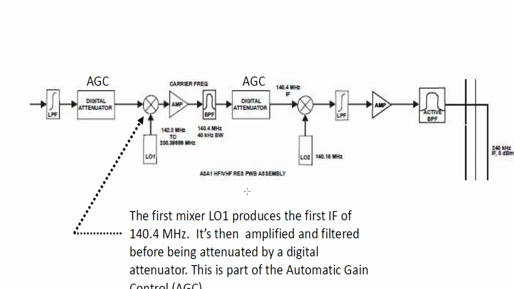Awesome. So then a couple small differences we want to talk about here in the A3, A1 section. The first mixer, the LO1, produces the first IF of 140.4 megahertz. What was the first IF on transmit? 240 kilohertz. So remember, the first IF in receive is not the same. It is 140.4. Why do you think it's 140.4 for the first IF?